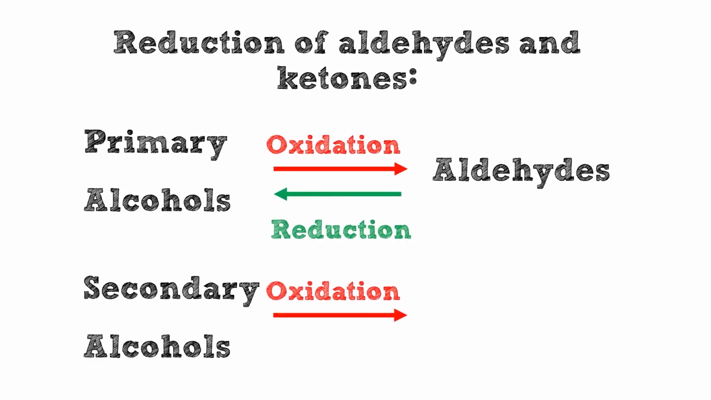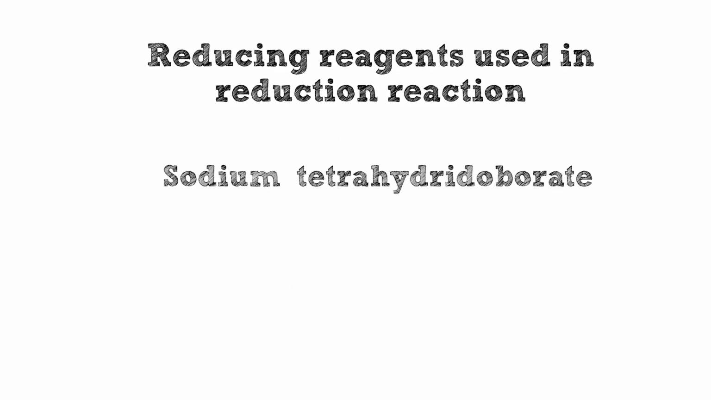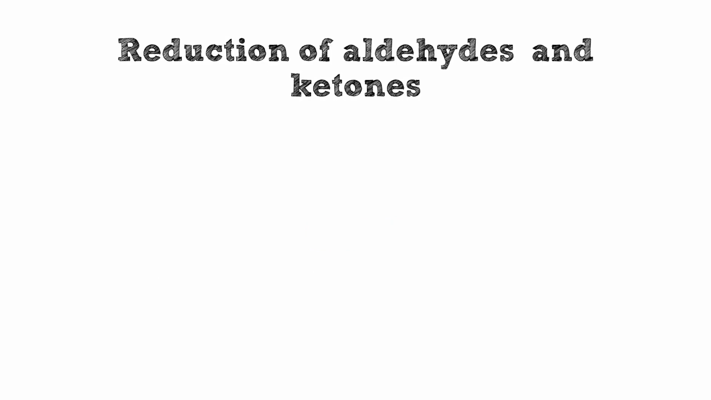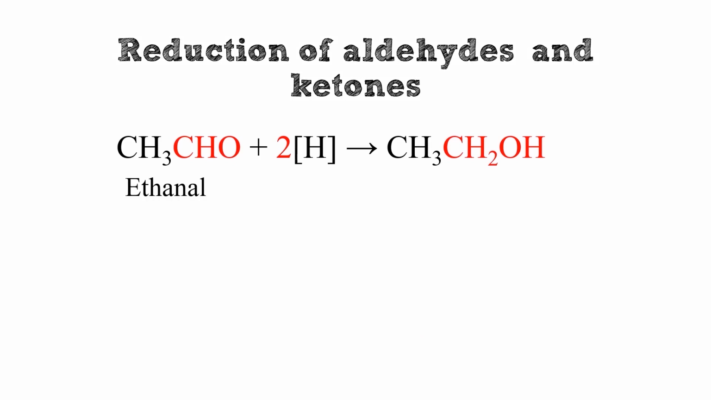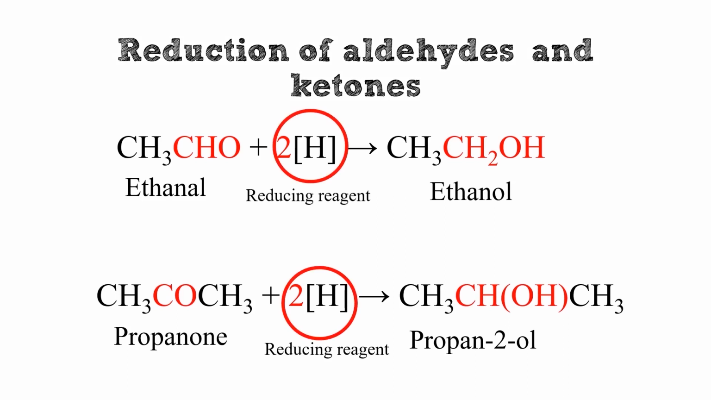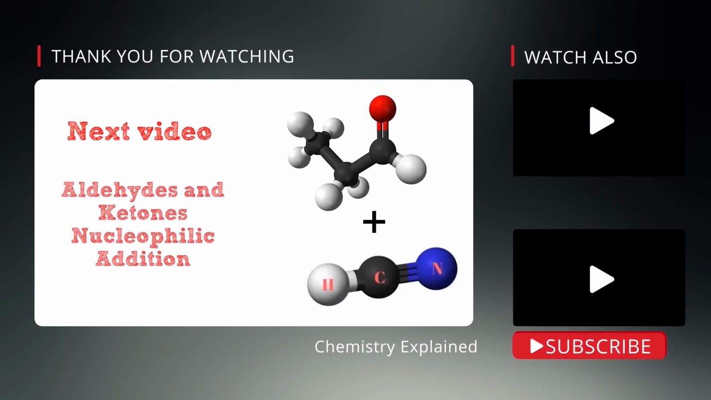Reducing aldehydes and ketones produces alcohols. An aqueous alkaline solution of either sodium tetrahydridoborate or lithium tetrahydridoaluminate is used to reduce ketones and aldehydes. Ethanal is reduced to the corresponding alcohol, ethanol, and propanone is reduced to the corresponding alcohol, propanol. Our next video will be about addition across the carbonyl group.